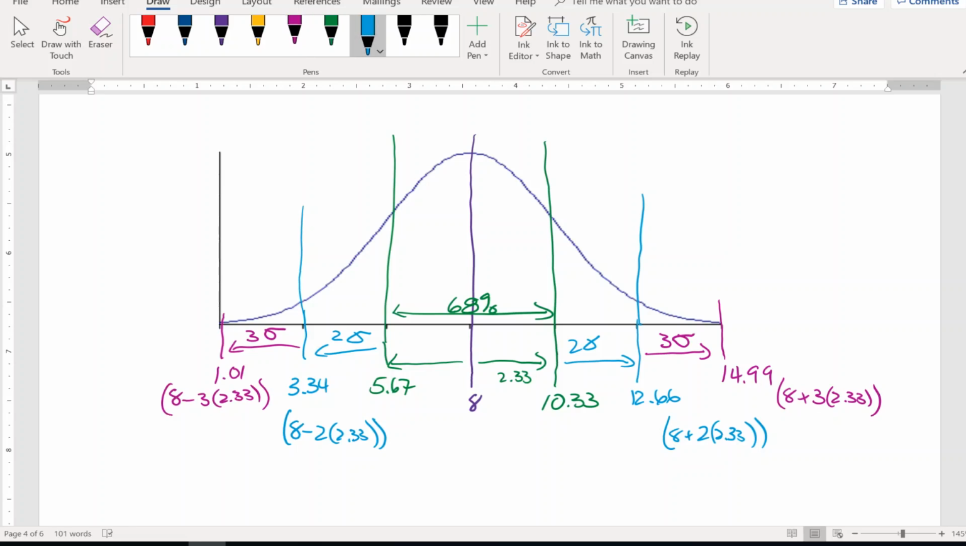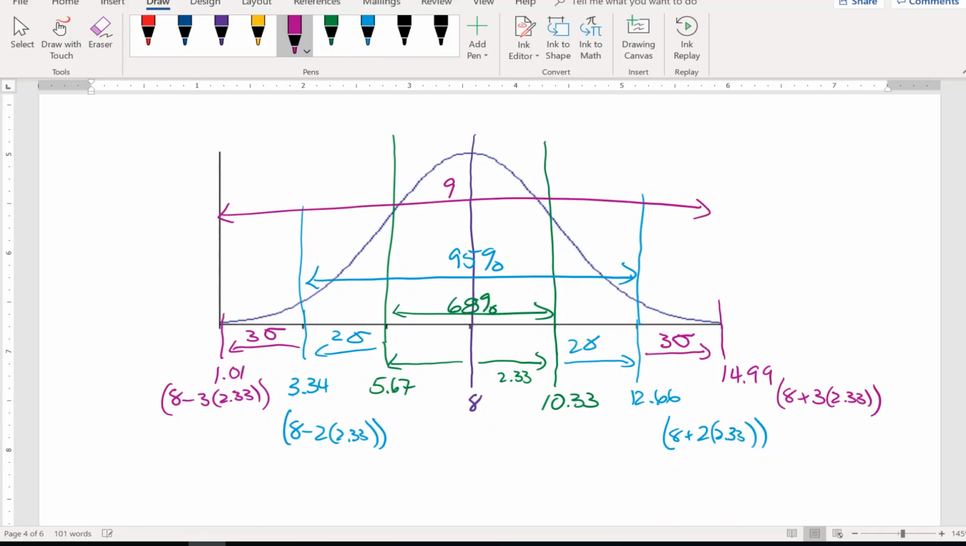Okay, so now if 68% lie within 1 standard deviation, then 95% of our data lands between these two values, between 3.34 and 12.66. 95% of our data will land between those two values. And here, 99.7% will land between 3 standard deviations.